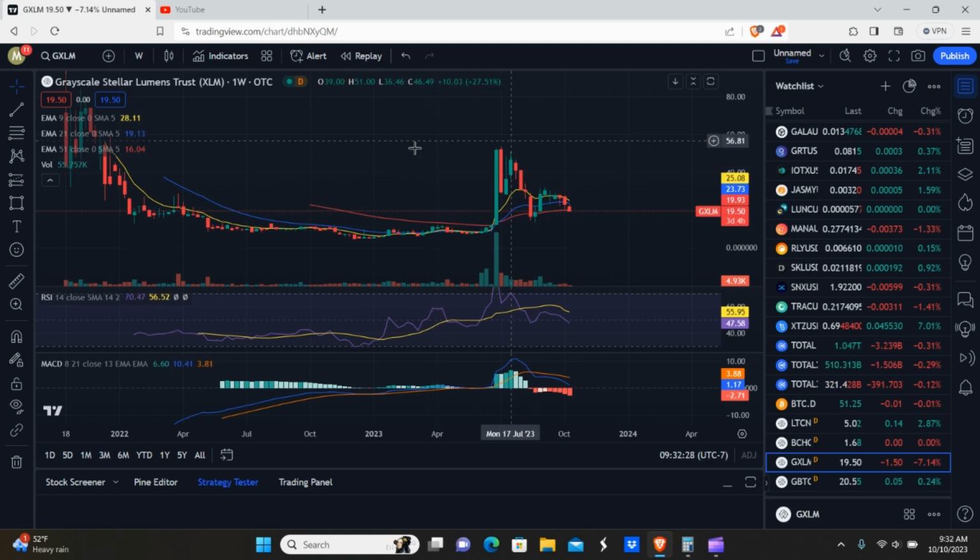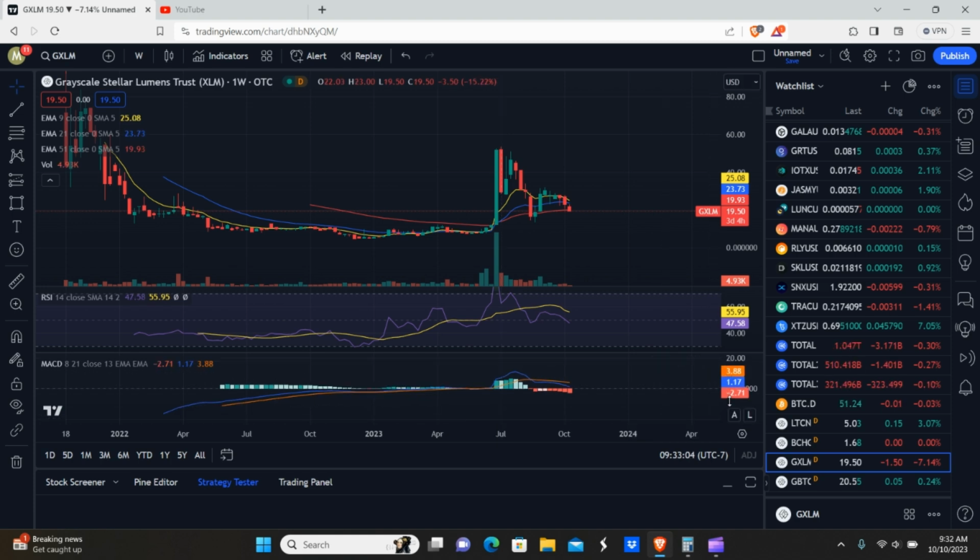So anyways, this is a Stellar Lumens version of, or Grayscale version of Stellar Lumens. Just so you guys know, full disclosure, we do not actually own any GXLM. We only currently own LTCN and BCHG. Reason being is because we have GXLM on our watch list, but we're not buying it currently because, as you guys can see, there was this huge, massive pop. And what we would like to see is the price come back down to the support levels to buy.